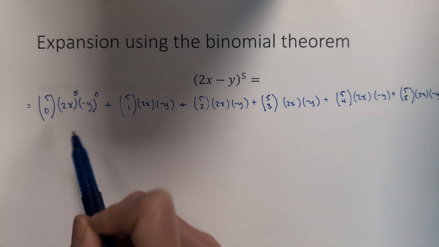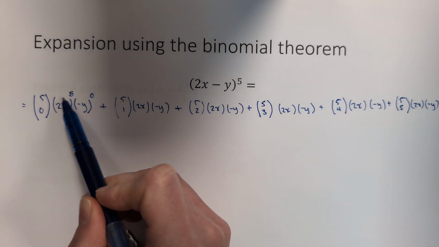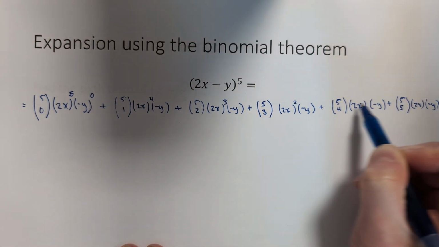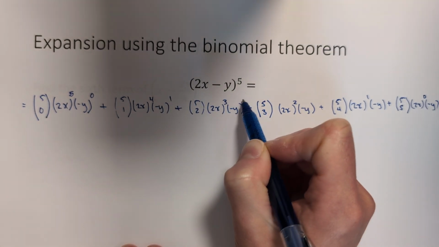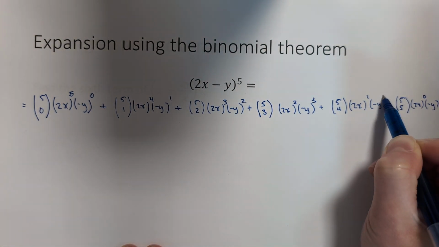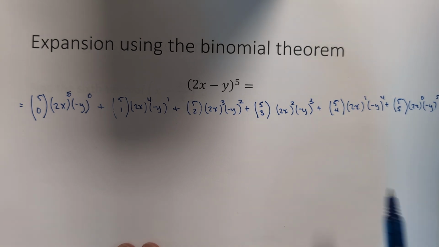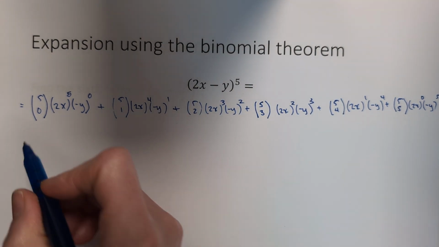And then the pattern we're going to see as we assign exponents here, I'm starting at 5 on this first one, 4, 3, 2, 1, 0, and the other way, 0, 1, 2, 3, 4, 5. There we go. Now you can see it, and they always add up to the 5. And now we just simplify.